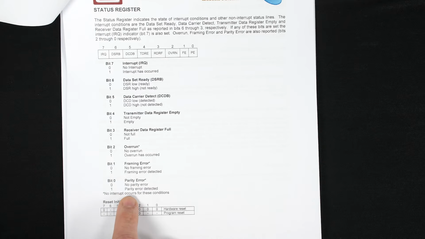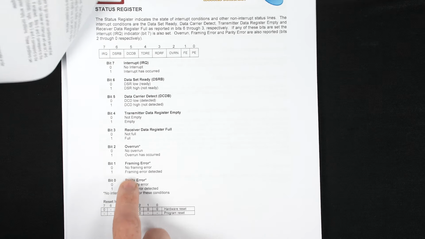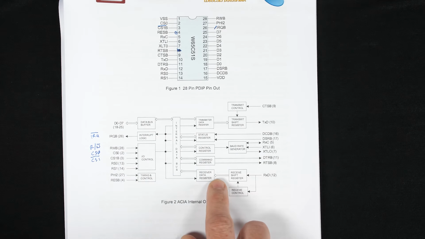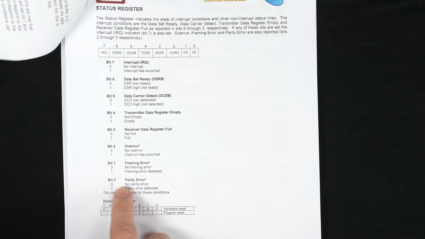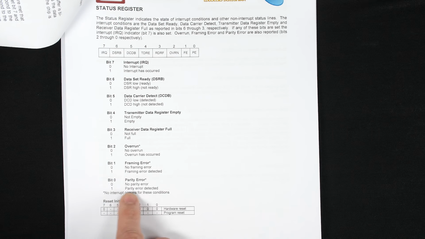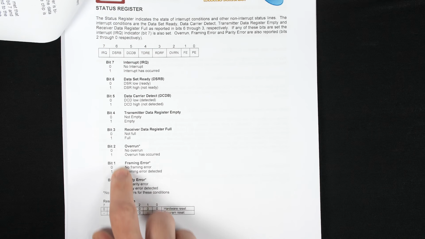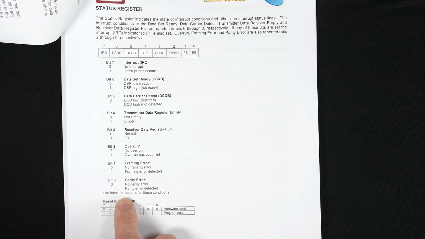And there's also a couple other errors that can occur. We can have a framing error where, if we're expecting a certain number of bits per byte and we don't receive that number, then it might detect that there's a framing error. Or if we've got parity enabled and there's a parity error, it can detect that as well. We may not be able to recover from it, but at least we can detect it.